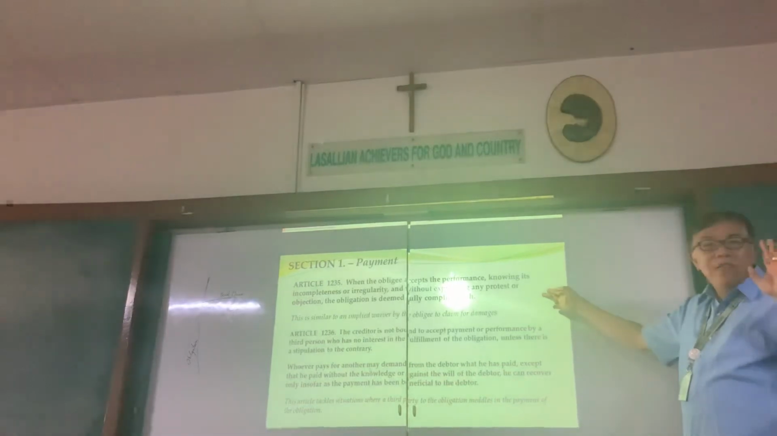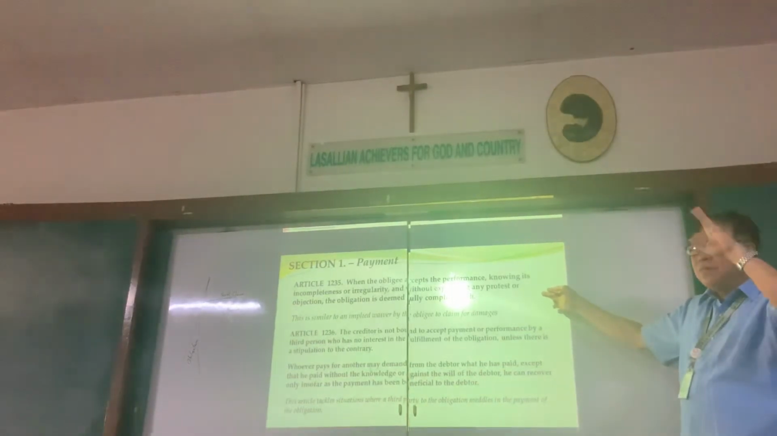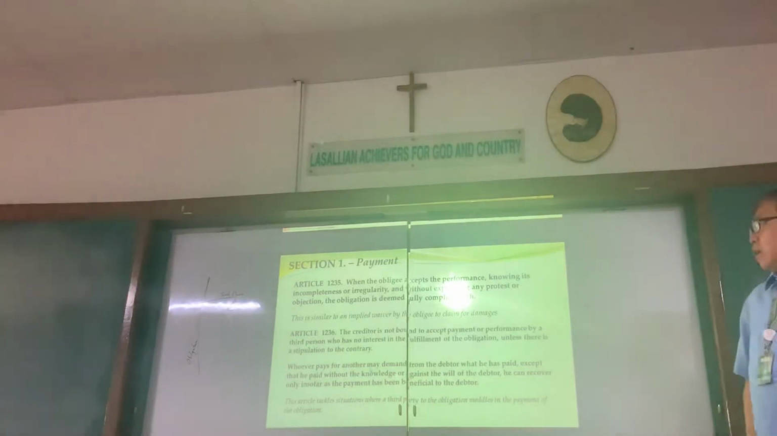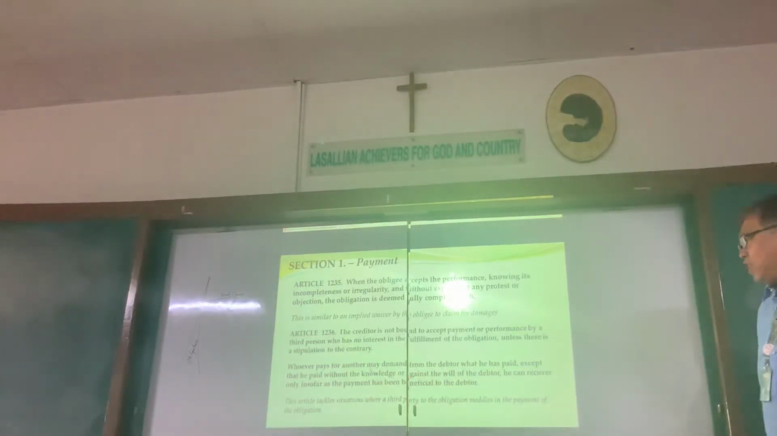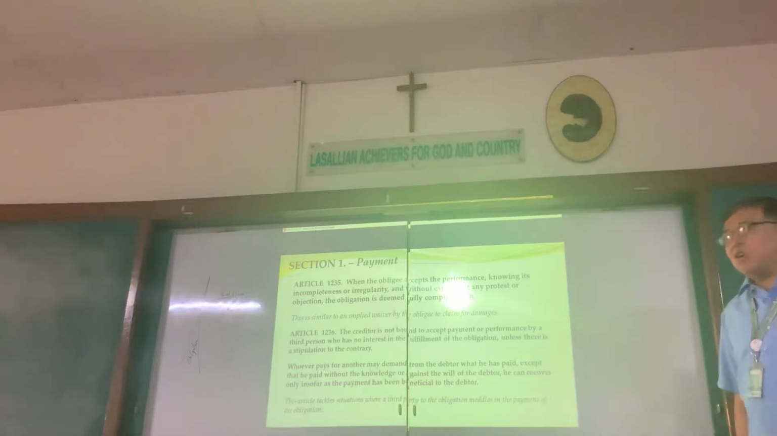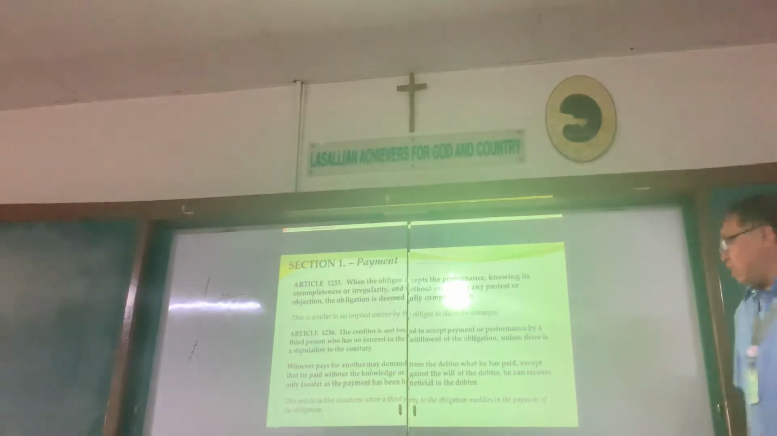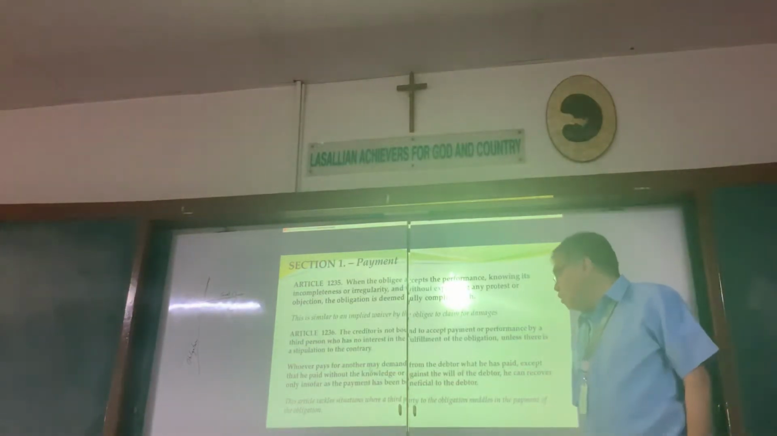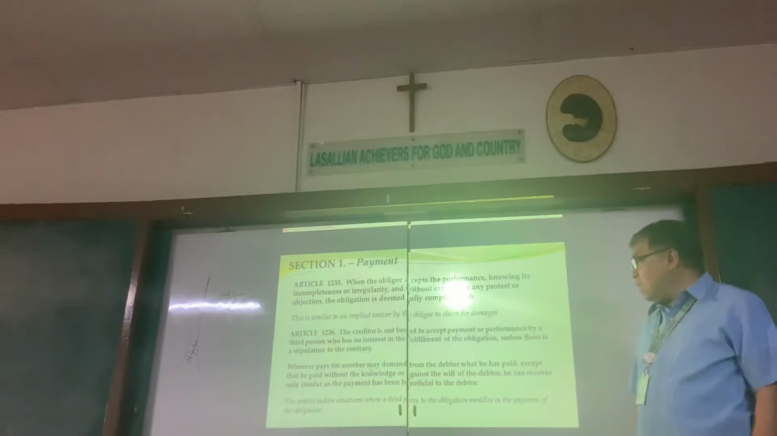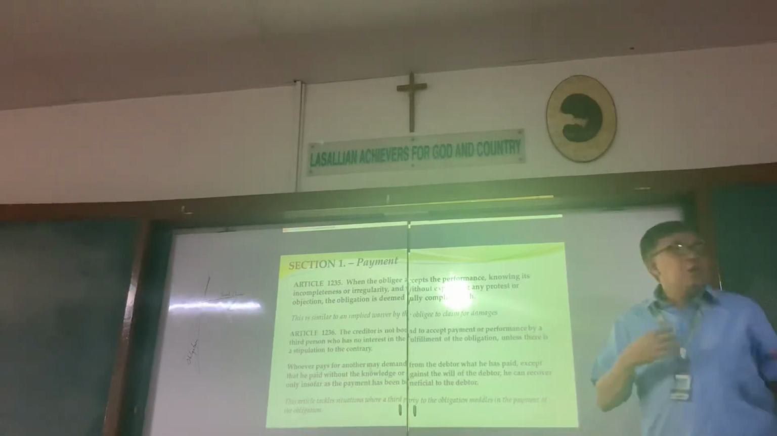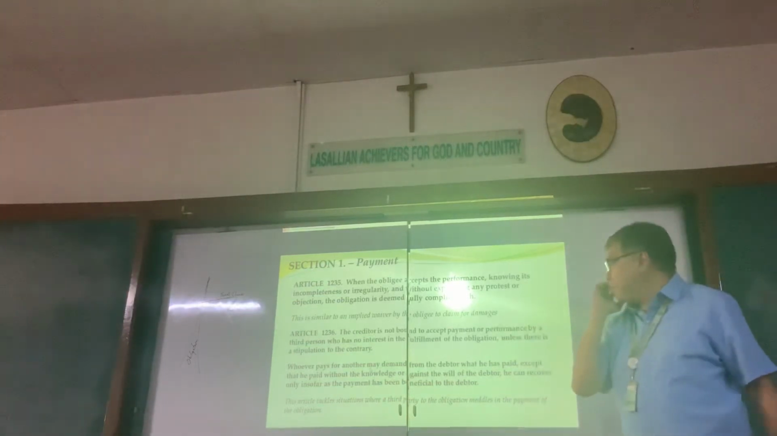Question 35. 36. Creditor is not bound to accept payment or performance by a third person who has no interest in the fulfillment of the obligation unless there is stipulation to the contrary. Whoever pays for another may demand from the debtor what he has paid, except that if he paid without the knowledge or against the will of the debtor, he can recover only insofar as the payment has been beneficial to the debtor. What does that mean? Let's start with the first paragraph.